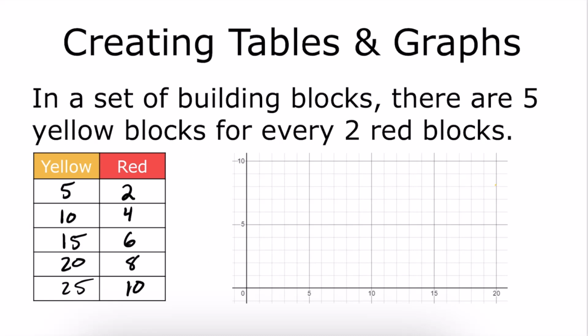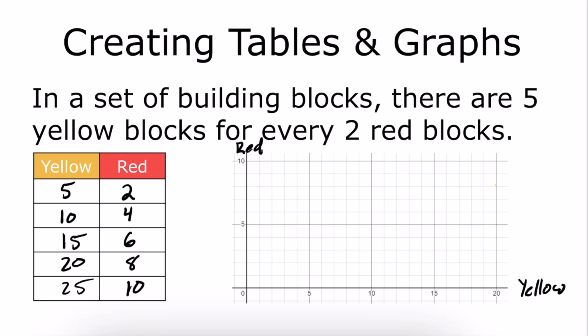And we can also represent it on a graph. So a graph is essentially 2 number lines that are put perpendicular to each other. So rather than having parallel number lines like we did with the double number lines, a graph has them perpendicular to each other. And in this case, I'm going to have this number line represent the yellow blocks, and this one represent the red blocks.